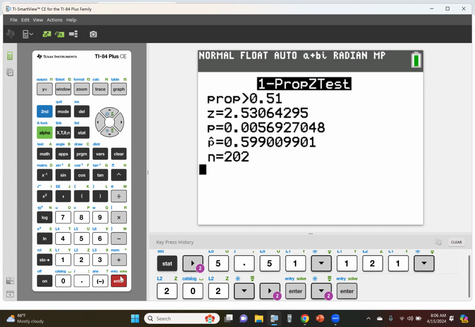So our test statistic is 2.5306, and our p-value is 0.0057. And they do give me p-hat. P-hat is the 121 divided by 202. That is the proportion for the sample they gave me. Okay, so let's go type that stuff into my OpenMath.